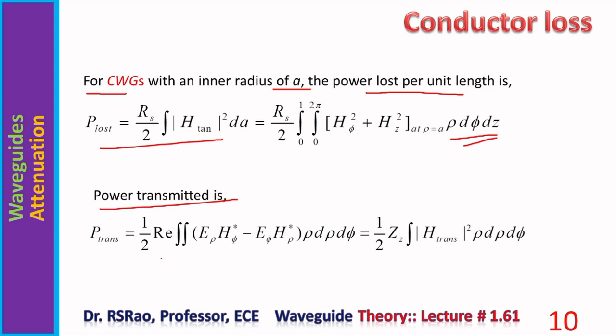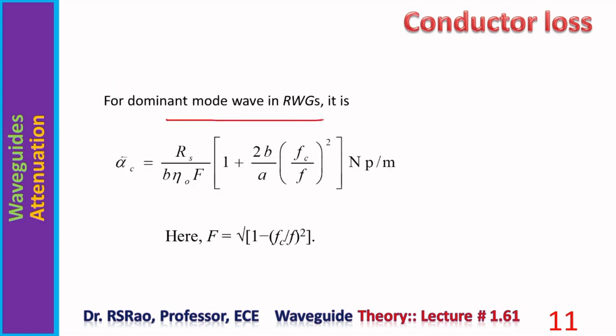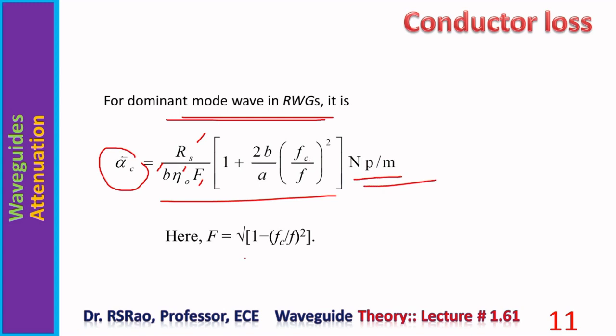The only difference from the previous expressions we encountered for rectangular waveguides is that there things are in the Cartesian system, here things are in the cylindrical system. In the case of rectangular waveguides, after doing all the calculations for the dominant mode, one can find alpha c is equal to Rs by b eta naught f, multiplied by 1 plus 2b by a times fc by f whole squared, Nepers per meter. Here f is a factor which is equal to square root of 1 minus fc by f whole squared.